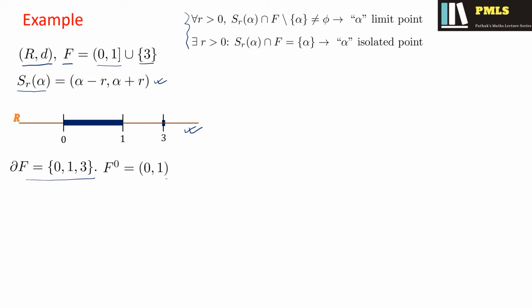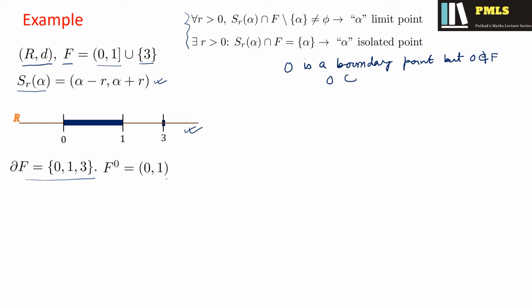So before we proceed to investigate the limit points and isolated points, one observation is very clear, that 0 is a boundary point, but 0 is not in the set. What does it mean? 0 is a boundary point, but 0 does not belong to F. So 0 is an adherent point, but it cannot be an isolated point.